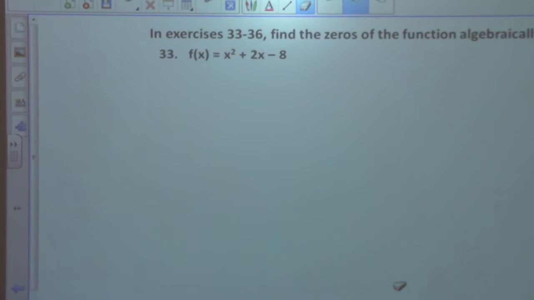Today what we're doing is building upon what we talked about yesterday somewhat in this section 2.3. And in exercises 33 through 36, we're going to find the zeros of a function algebraically. So what are ways we could find the zeros of this function here?